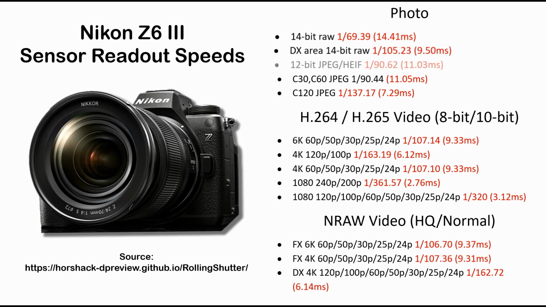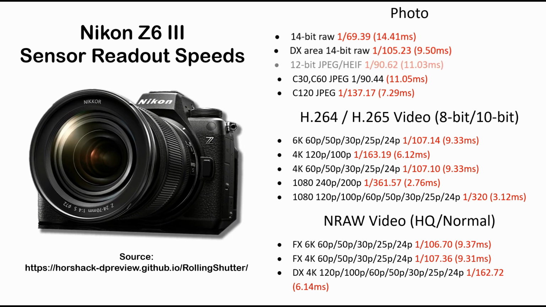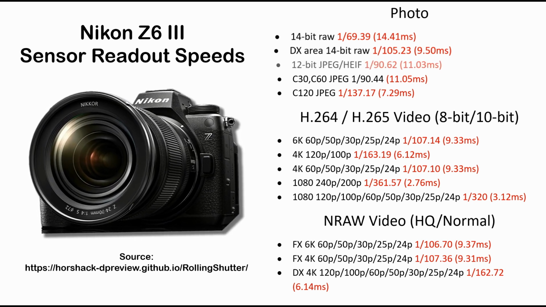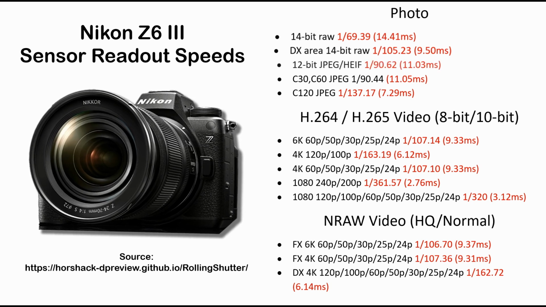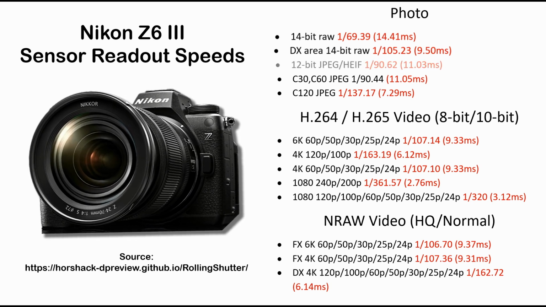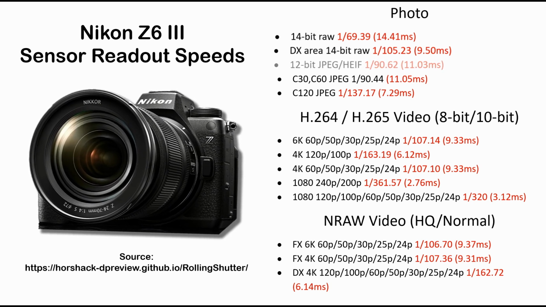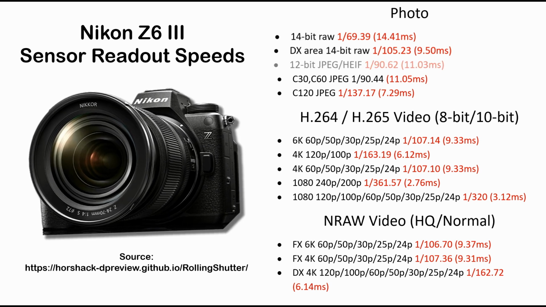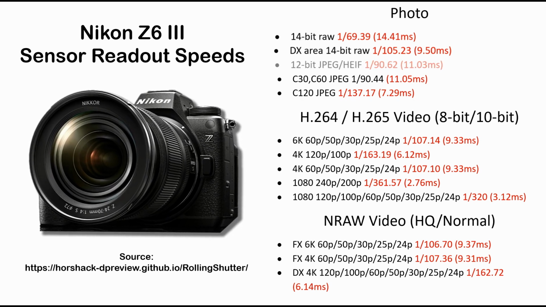The JPEG and HEF readout speed is 1/90th of a second, or 11 milliseconds. Although the camera drops support for 12-bit RAWs, it still uses a 12-bit sensor readout for JPEGs and HEFs. This is because these formats are bit depth limited, so it would be wasteful to read out the full 14 bits from the sensor when only 12 or 10 bits are actually used in the resulting image.